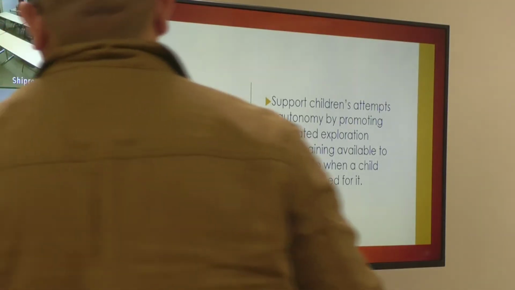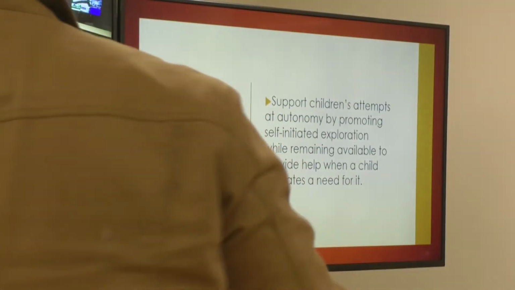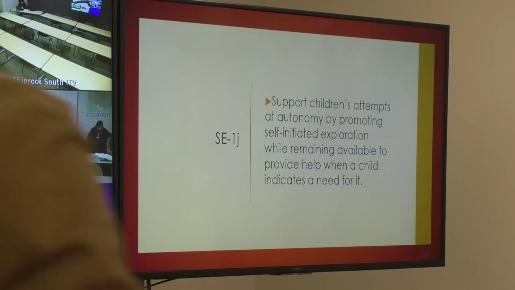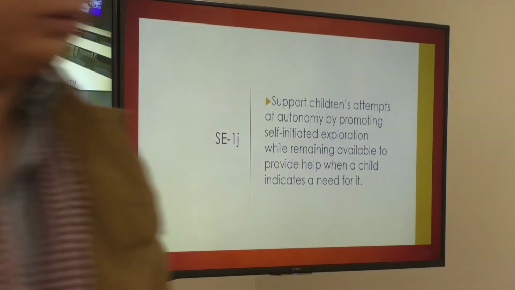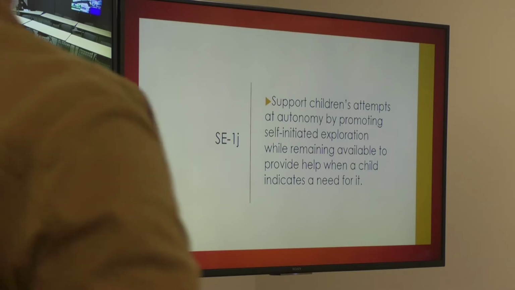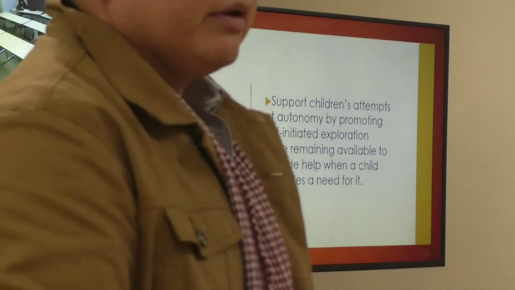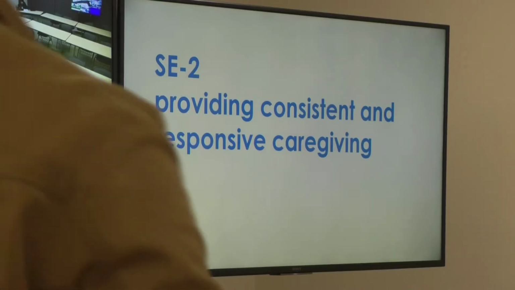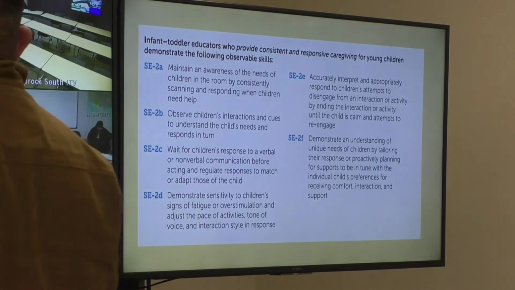And then support the children's attempts of autonomy by promoting a level of self-initiated exploration. One of the big things you're learning is the child is learning to explore within their own world. They're seeing things, exploring things, learning all these different interpretations as they go along. Why? Because they want to know what's going on in the world so that they can get to this point, providing consistent and responsive caregiving. So now, SE2.